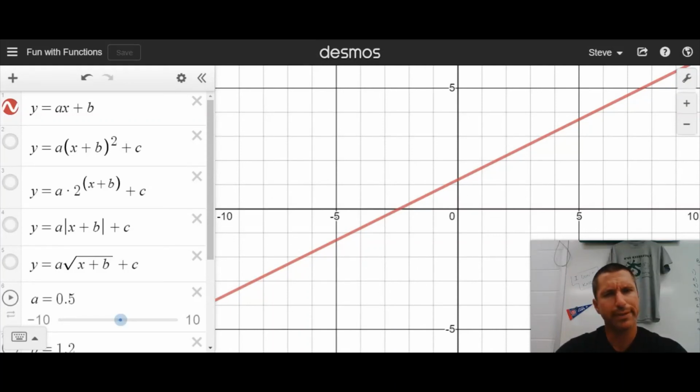Let's start with linear. Y equals ax plus b? I thought it was mx plus b. Doesn't matter, just a variable that stands for a constant or for a number.